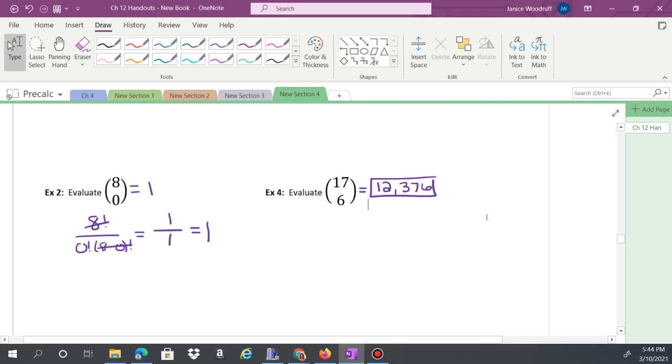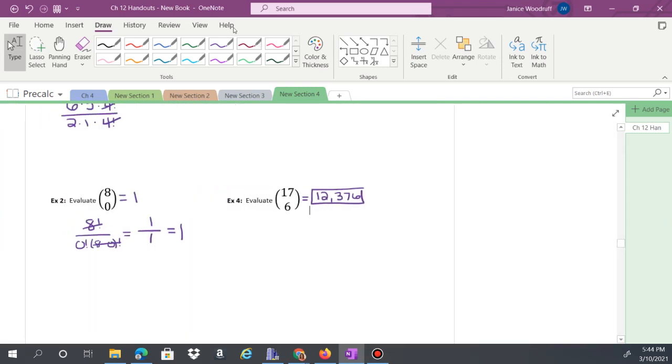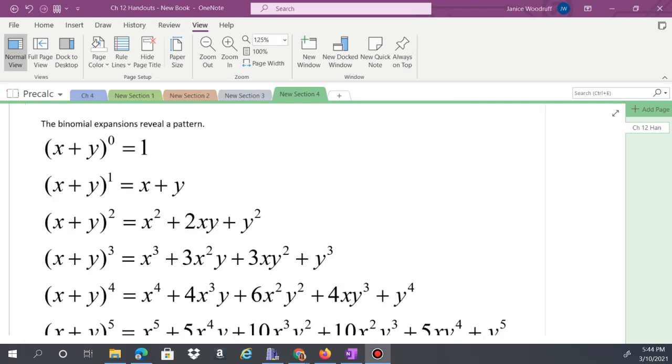Okay, so you can, oh, why does it keep doing that? You can use the binomial theorem, or technical difficulty. Okay, so now we're looking at binomial expansion.